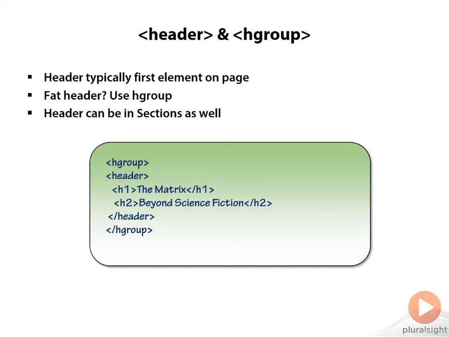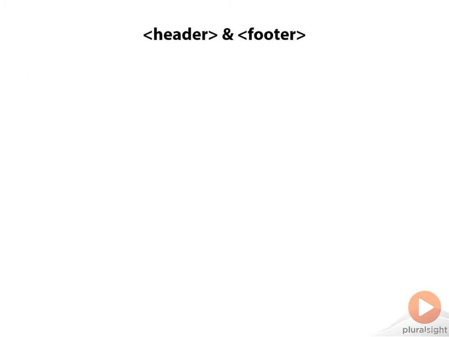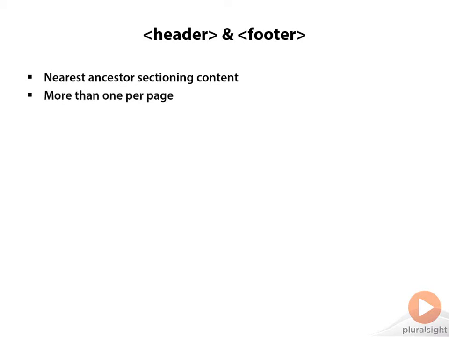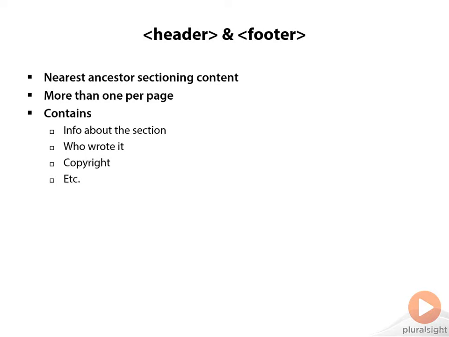Header is closely related to footer, and footer now is considered to relate to the nearest ancestor tag that is sectioning. And what that basically means is that you can have more than one footer on a page. Footers should contain information such as info about the section, who wrote it, a copyright if there is one, and so forth. But it should be limited to that kind of information.